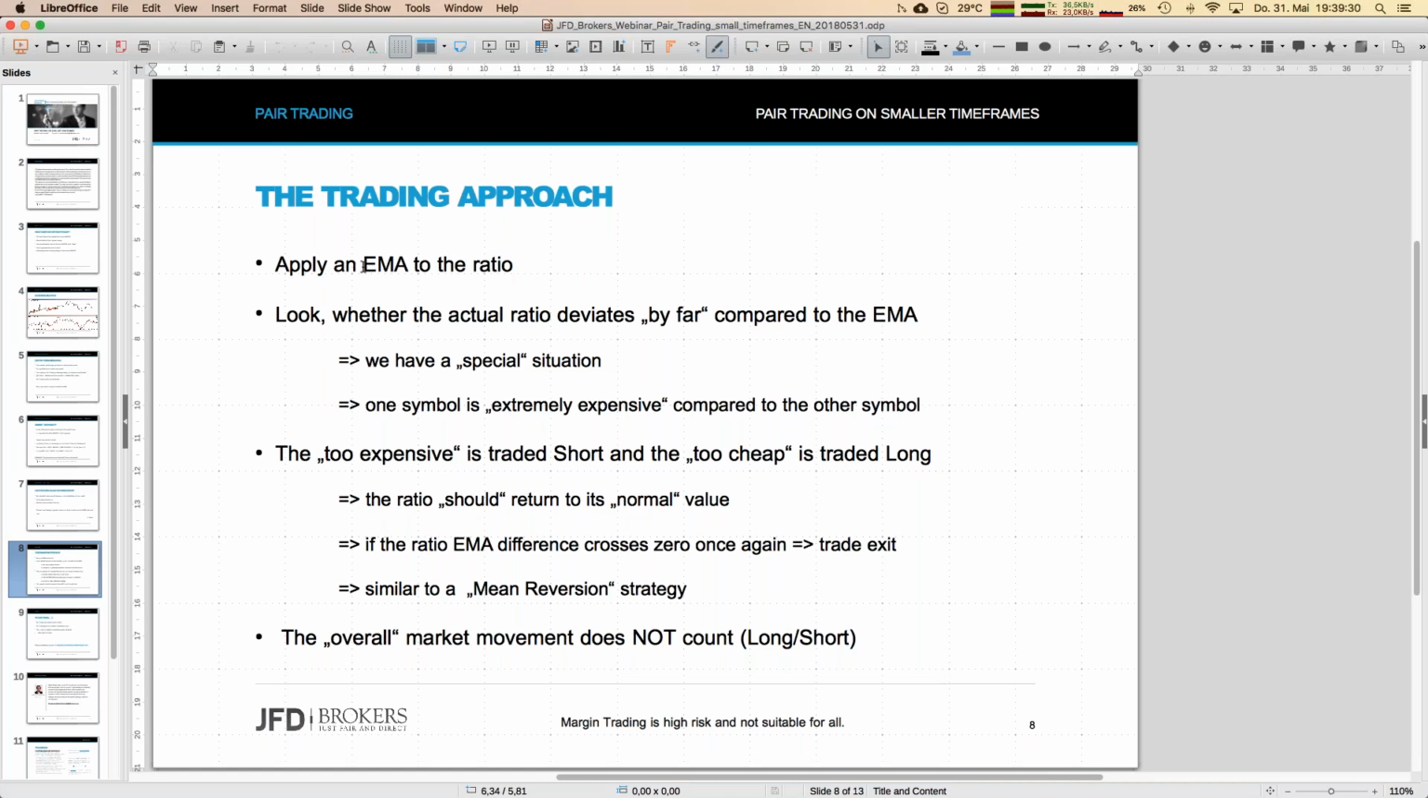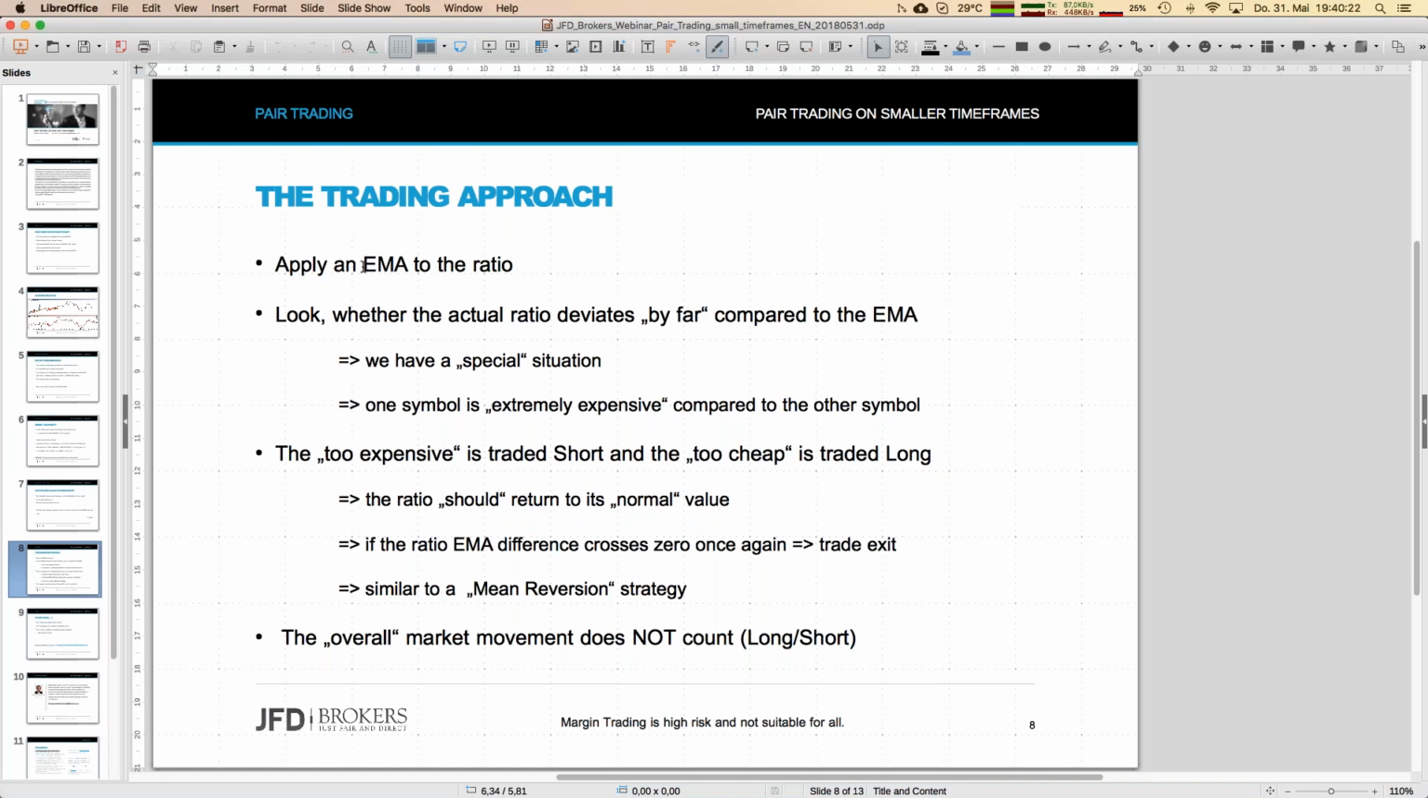We apply an EMA to that ratio, and now we look for something we did within mean reversion approaches as well. We look for the deviation from the actual ratio to the EMA on that ratio. And if we have huge deviation, then we call it a special situation. Then we have the non-normal situation, the exaggeration. Maybe one underlying went north, the other went south, or both went north, but one much stronger than the other. And then you will realize that automatically by that deviation of the actual ratio from the EMA on that ratio.